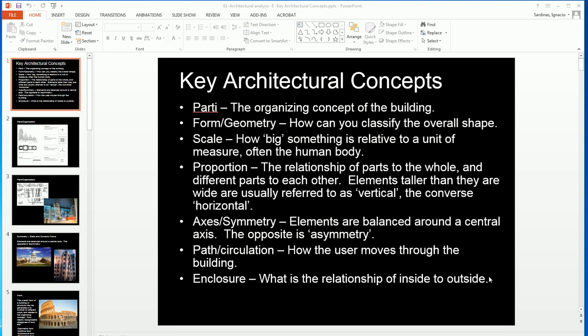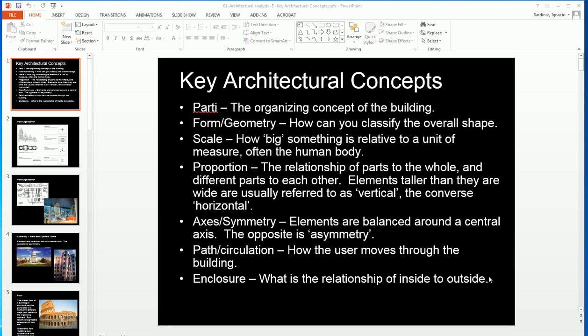A second thing, and let me pause for a minute in this discussion. It's important that you understand what these phrases are, because later on you're going to be asked to analyze some of the buildings that we're going to be reviewing in class. Your analysis is going to be based on some of these points and a few other things that I'm going to talk to you about. We already talked about partie.